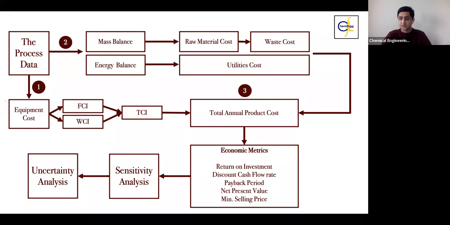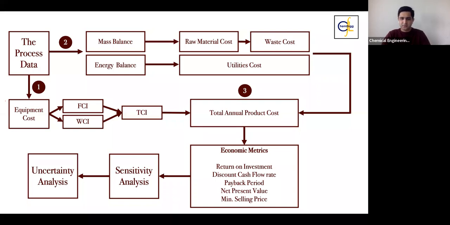Once we have this value, then using all the other variables, we can move on and calculate our economic metrics. There are multiple metrics that we can use to calculate the profitability of a plant. But for the purpose of this webinar, we're going to focus on return on investment, payback period, net present value, and the minimum selling price. And we'll dig a little deeper into what exactly they are and what they mean.